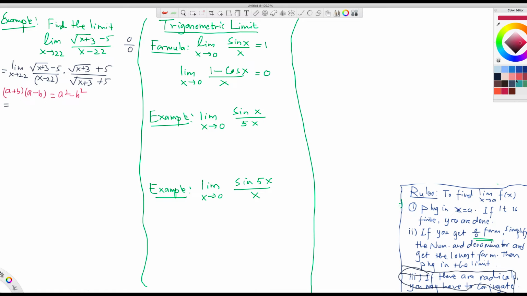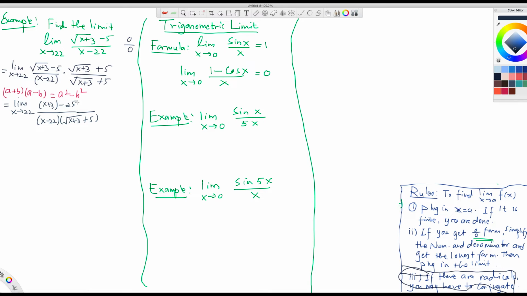So what you get there then is the limit as x tends to 22. It is like a minus b, a plus b. A square will be x plus 3 only, right? Because the square of the square root will cancel out. Minus 5 square is 25. Divide by, let me keep that, x minus 22. I don't want to FOIL the denominator. I just keep it for some time. Root under x plus 3 plus 5.